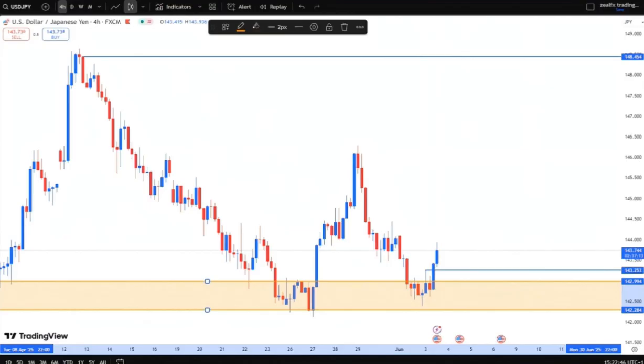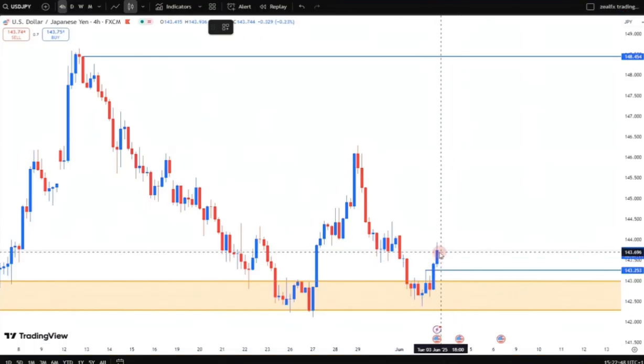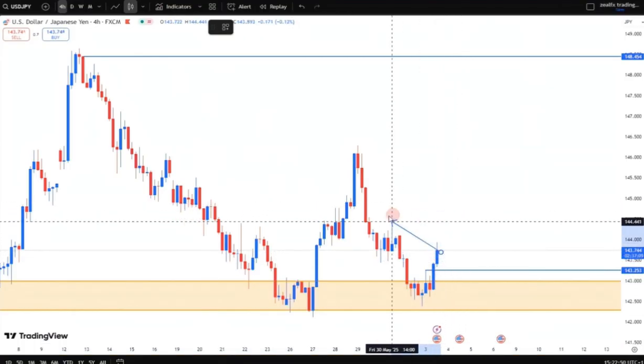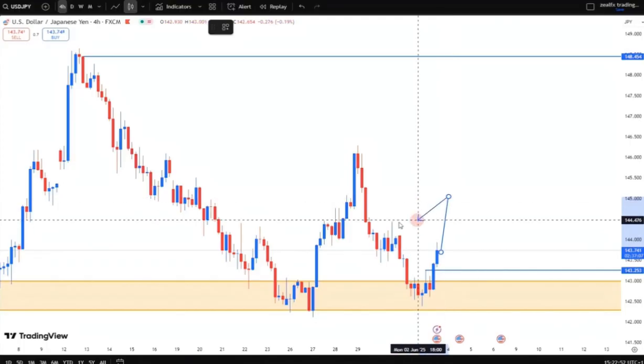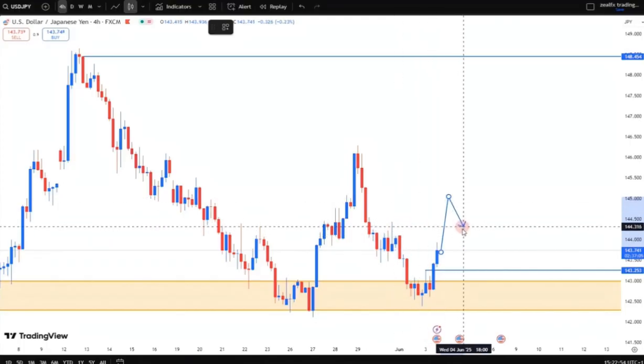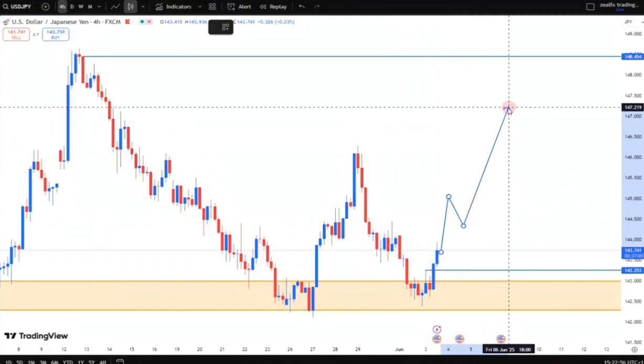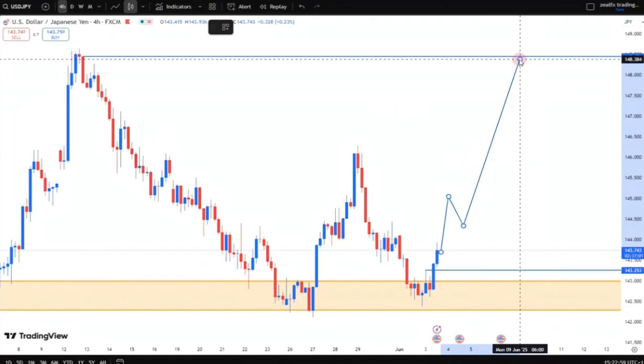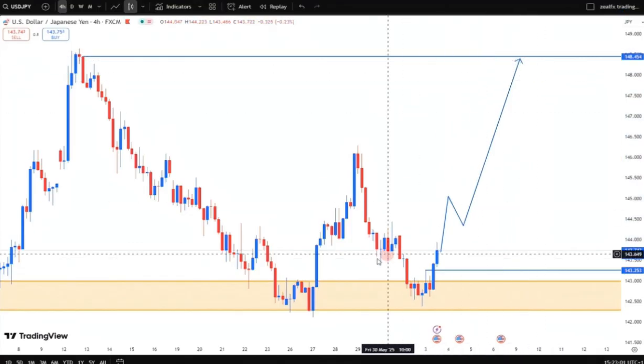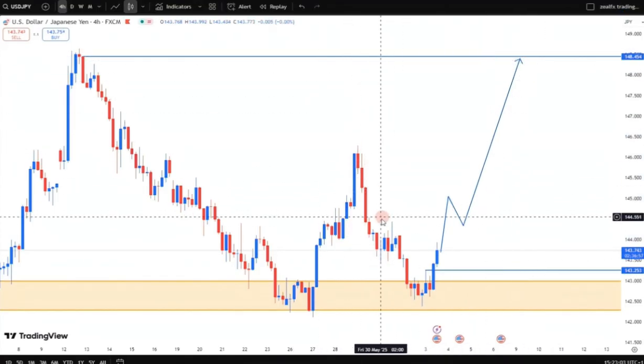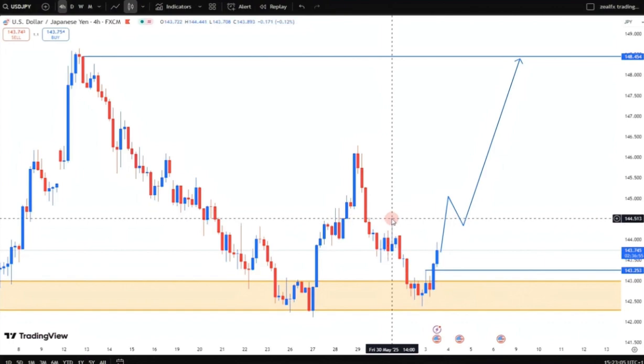So we expect price to break out of this high. Once price takes out this high, we expect a retest of that level. Then we'll start to look for a possible buying opportunity for the USDJPY to this level, because we have a higher high at this level and a lower high. So we need price to close above this high.